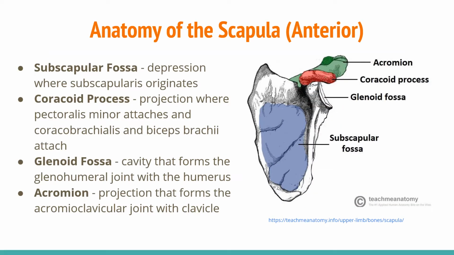The subscapular fossa is the origin of the subscapularis. The coracoid process is the anterior projection where the pectoralis minor, coracobrachialis, and biceps brachii attach. The glenoid fossa is the cavity that forms the glenohumeral joint with the humerus, and the acromion is the anterior projection that forms the acromioclavicular joint.